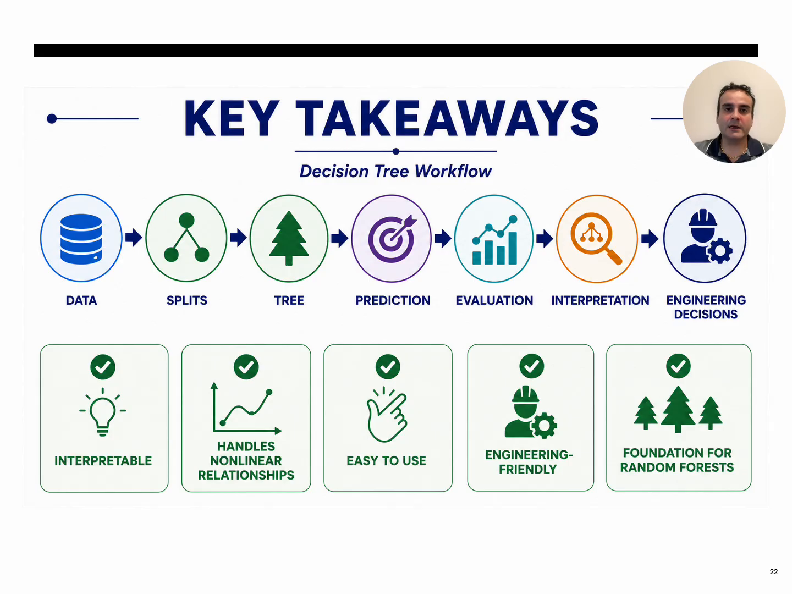The icons at the bottom highlight the major strengths of decision trees. They are interpretable. They handle both categorical and numerical values. They handle nonlinear relationships. They are easy to use and are engineering friendly. And they serve as the foundation for more advanced methods such as random forests and XGBoost. The most important lesson is that decision trees transform complex engineering problems into a series of simple, understandable decisions.